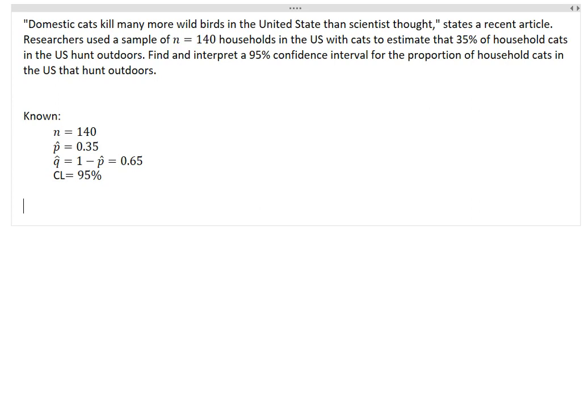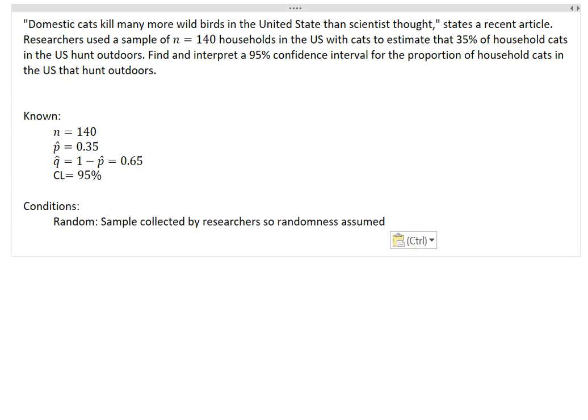The first of those things that I have to have is randomness. If I don't have randomness, then I can't assume that I have a good sample. If I don't have a good sample, then I can't use that sample to talk about my population. Next, I have to have independence.